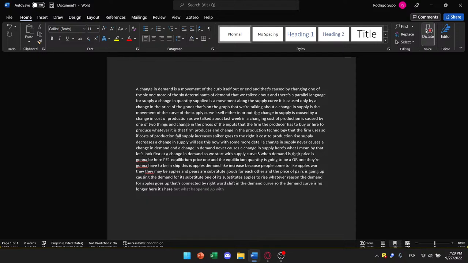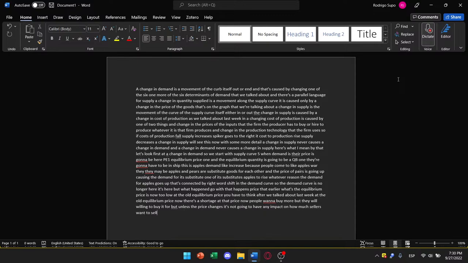But what happens? When that happens, the price that earlier was the equilibrium price is now too low. At the old equilibrium price, you have to think back to what we talked about last week. At the old equilibrium price, now there's a shortage. At that price now, people want to buy more than they were willing to buy before. But unless the price changes, it's not going to have any impact on how much sellers want to sell. So as the demand increases, this old price now goes from being an equilibrium price to a price at which there is a shortage. And we saw last week what happens when there's a shortage. Price gets bid up. And it gets bid up to the new equilibrium price, to the new place where the supply and demand curves intersect.